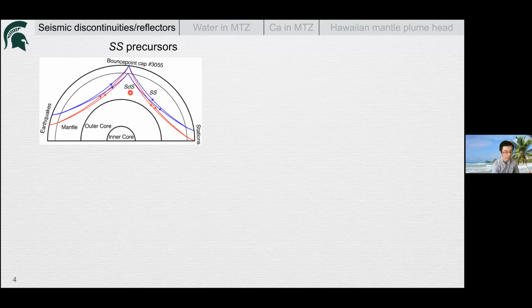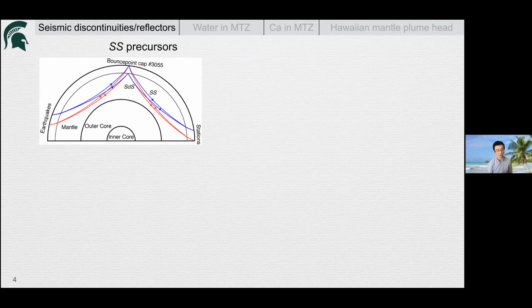That is called SDS or SS precursor. The advantage of this technique is that these two phases share almost identical ray paths, except right beneath the bounce point or the midpoint. So this is a very powerful technique to study the upper mantle or mid-mantle structure right beneath the bounce point, which can be in the middle of nowhere, because usually we have seismic stations on continents, earthquakes in trenches, but how about in the midpoint?